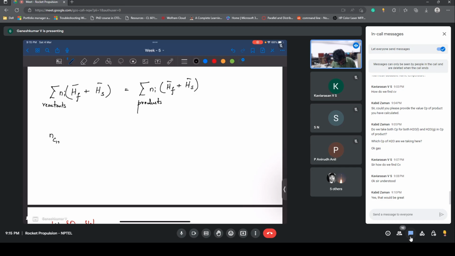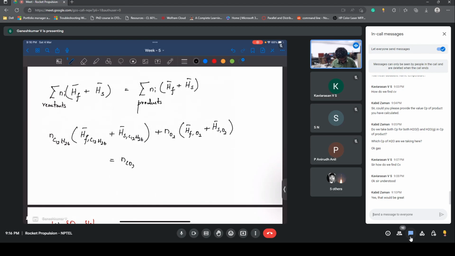N of C12H26 times H of formation of C12H26. Now let's not go into formation right now. Yeah, we already wrote. So H of C12H26 plus H sensible C12H26 plus N of O2, H of formation O2 plus H sensible O2 is equal to products.